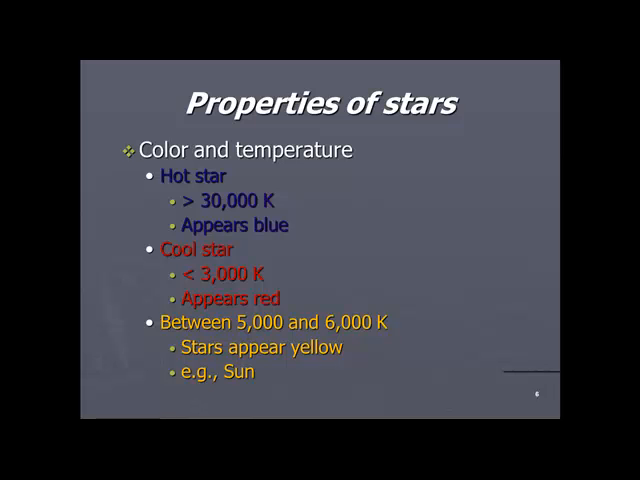The next one's the temperature of the star. Stars look different colors based on their temperature. A very hot star actually looks blue. By hot, we mean greater than 30,000 degrees Kelvin. And a cool star looks red, less than 3,000 degrees Kelvin. At first, this might seem odd because often we associate things that are cold with blue and things that are hot with red, but both of these are still pretty hot, even though one is hotter than the other.